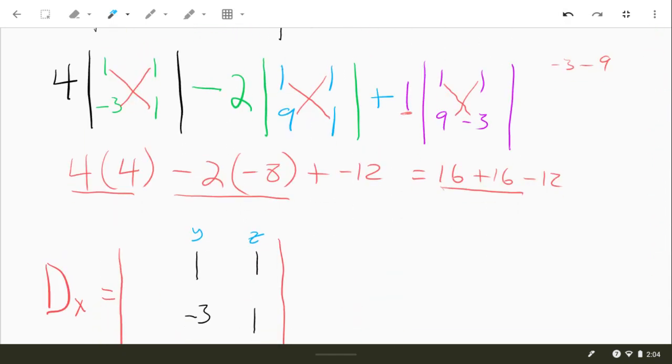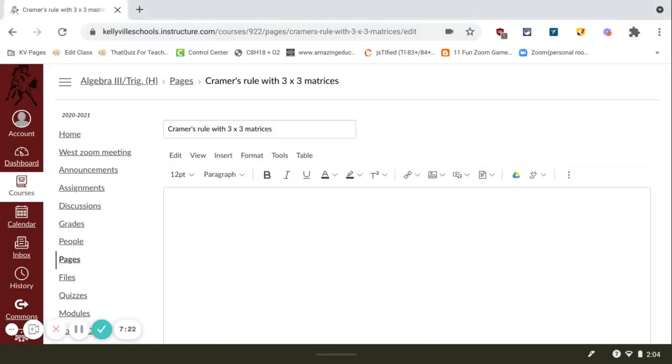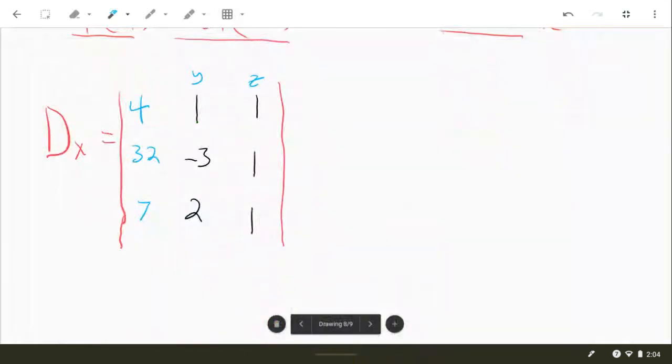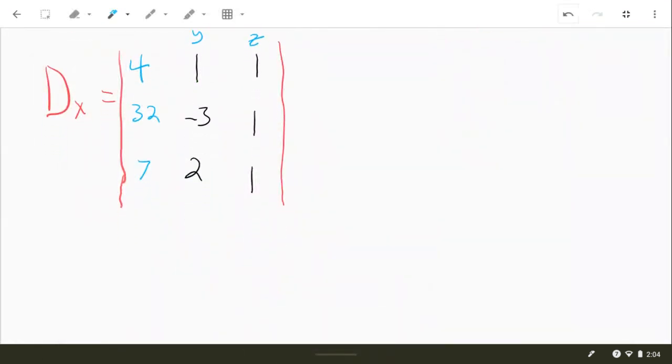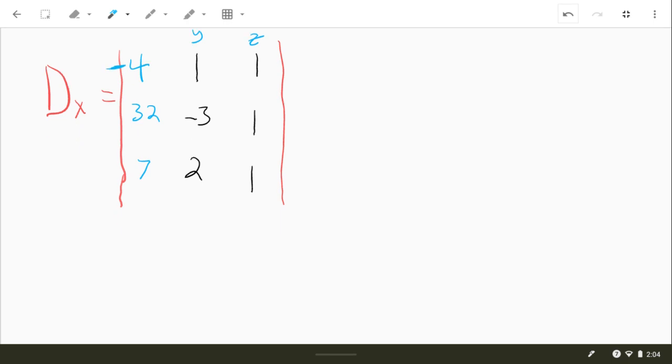Okay. So I got to set that up. 4, 32, and 7. Okay. So I could use the bottom row like I did last time, or I could use the top row. I could even use this third column if we wanted to. I think I'm just going to use this top row. All right, I'm going to do the expansion by minors of the top row.